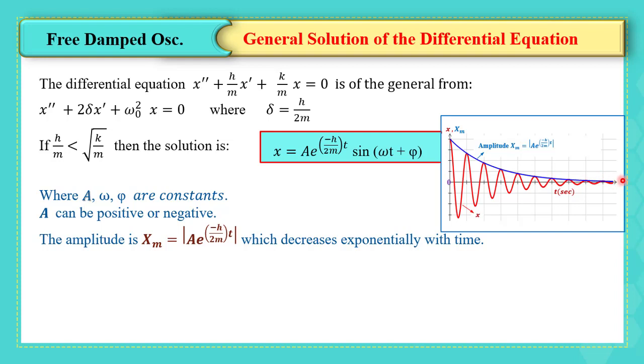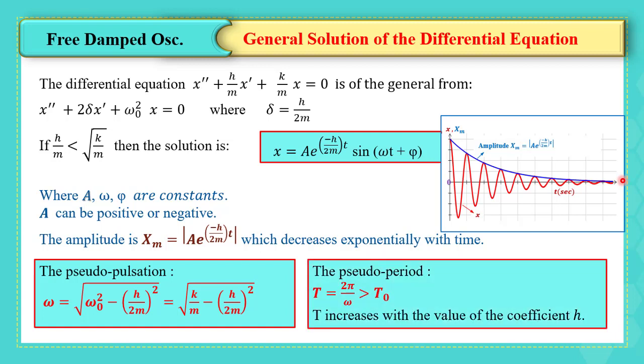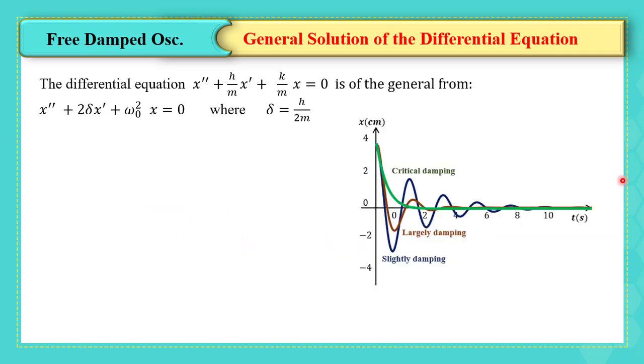Will the pseudo-pulsation change in this type of oscillation? Yes. Omega here becomes the radical of omega 0 squared minus h over 2m squared, where the pseudo period, which is 2 pi over omega, is greater than the proper period, since omega now is smaller than omega 0, and T increases with the value of the coefficient h.